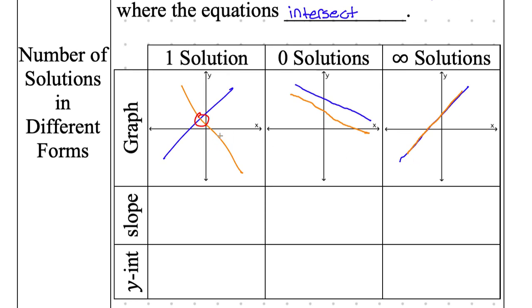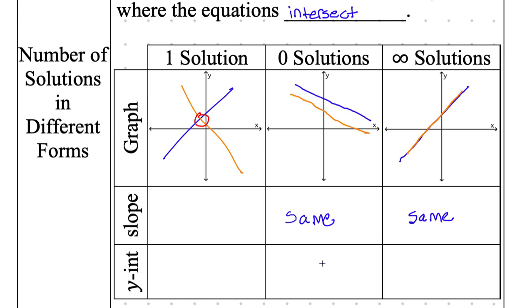All right, so let's take a look at the slopes for each of these. It's kind of interesting to look at the slopes for these two lines first and then talk about this one later. So with the 0 solutions, these two lines have the same exact slope. So I'm just going to say same here. And look at this one as well. Infinite solutions, these have to have the same slope as well.